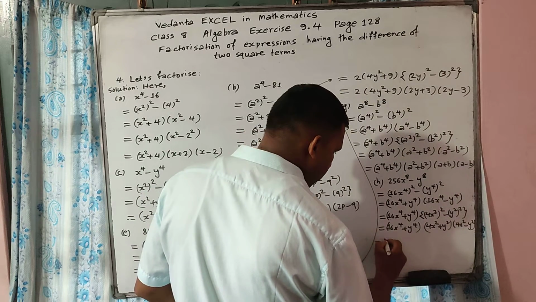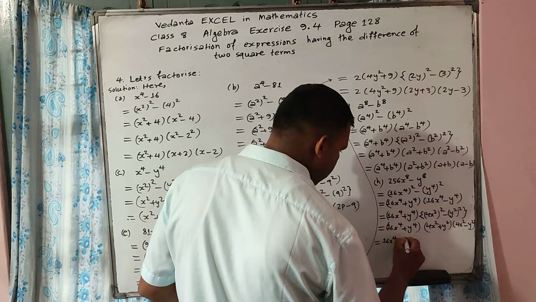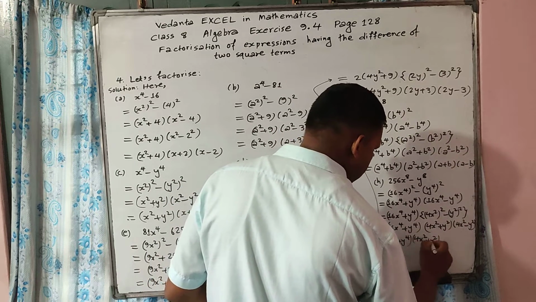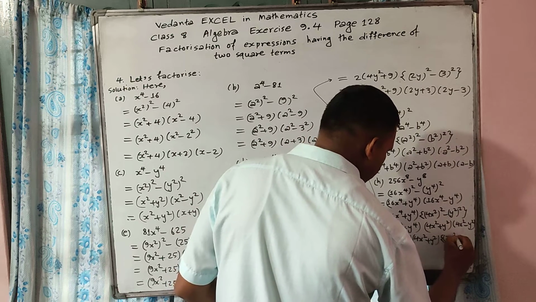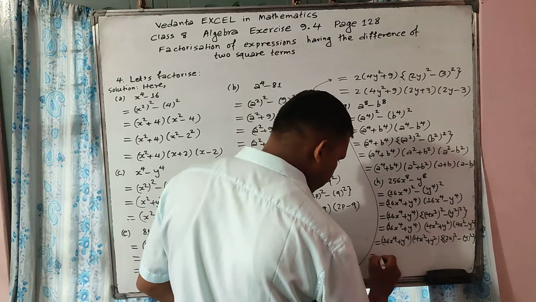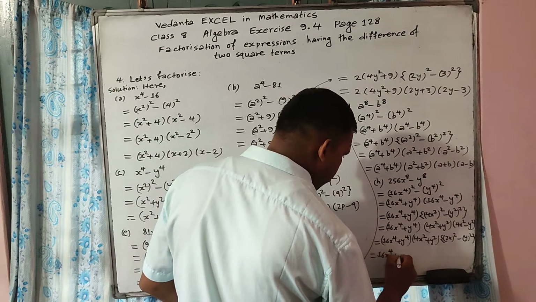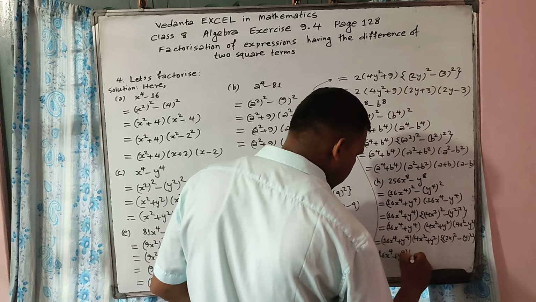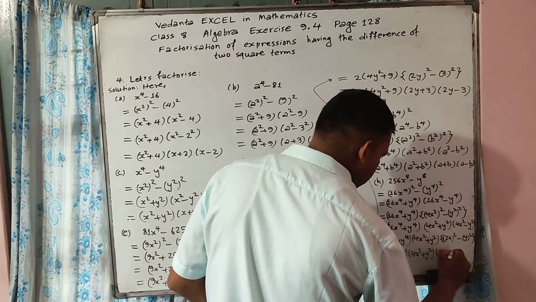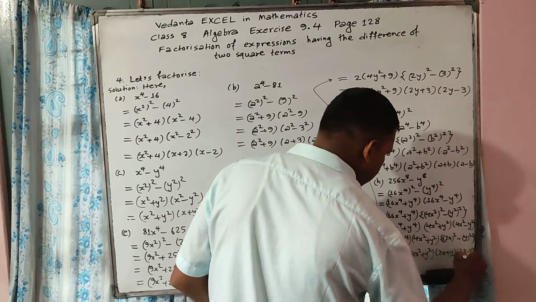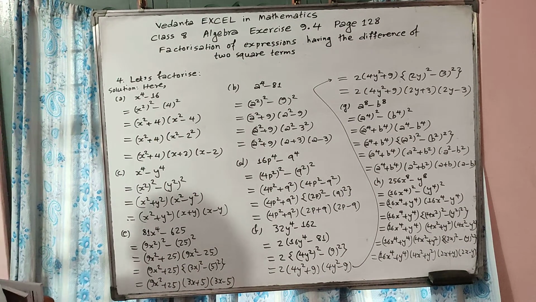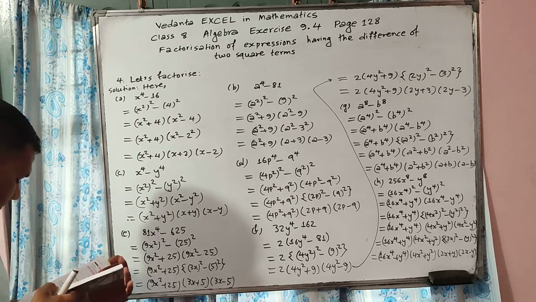This is equal to (16 x to the power 4 plus y to the power 4) into (4x square plus y square) into ((2x) whole square minus y whole square). Now this is equal to (16x to the power 4 plus y to the power 4) into (4x square plus y square) into (2x plus y) into (2x minus y). This is the factorized form. Okay students, now we go to question number 5.